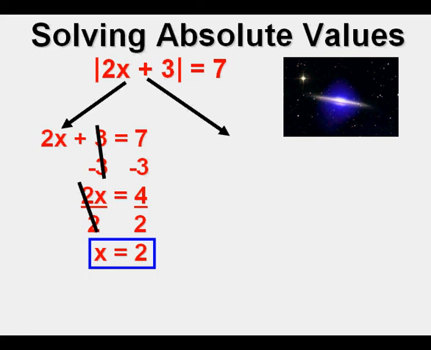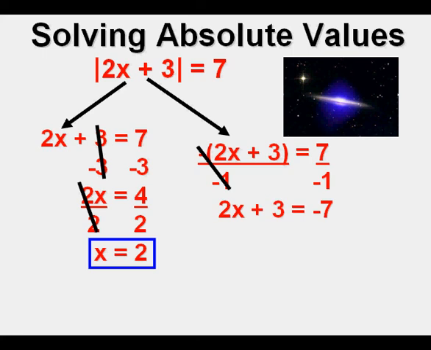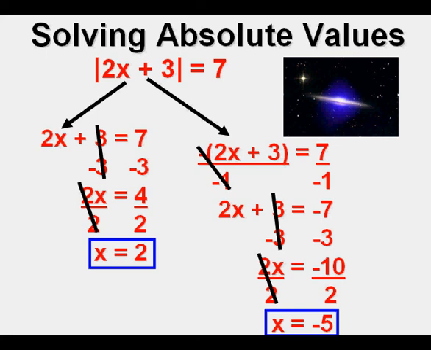Now we work on the alternate universe. We work on the alternate universe by replacing the absolute value brackets with parentheses and putting the negative sign in front of the first parentheses. Divide both sides by negative 1. Cancel on the left. Bring down what's left. Subtract 3 from both sides of the equation. Cancel on the left. Bring down what's left. Divide both sides by 2. Cancel on the left. And x equals negative 5. So our two solutions are x equals 2 and x equals negative 5.